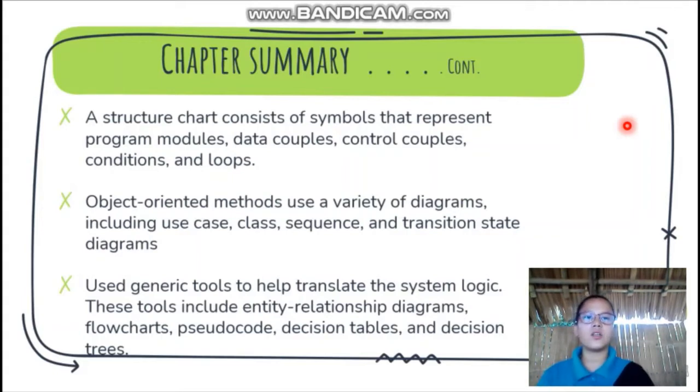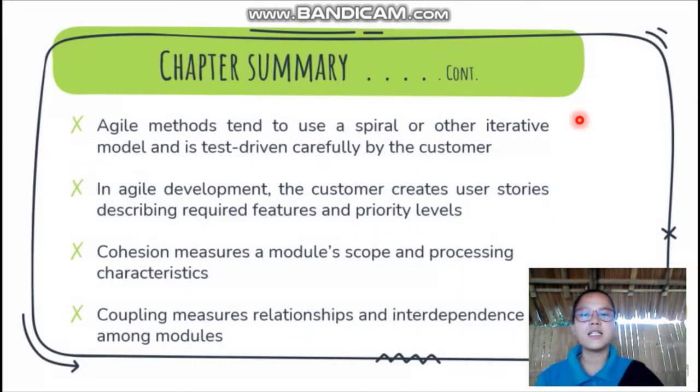System developers can also use more generic tools to help them translate the system logic into properly functioning program modules. These tools include entity relationship diagrams, flowcharts, pseudocode, decision tables, and decision trees. Agile methods tend to use a spiral or other iterative model and are test-driven, guided carefully by the customer. In Agile development, the customer creates user stories describing required features and priority levels.